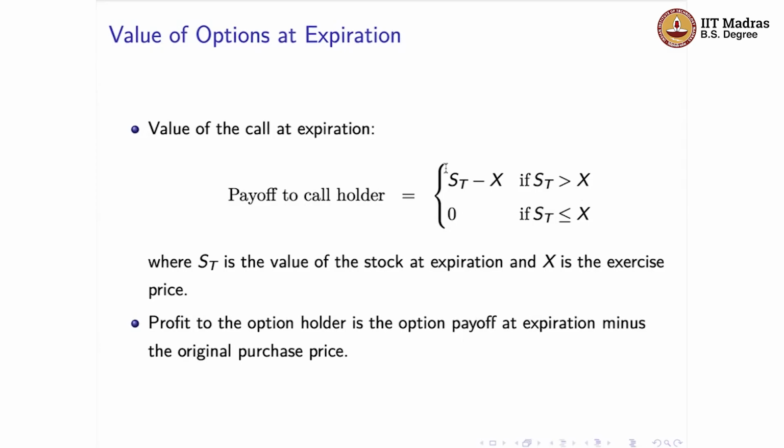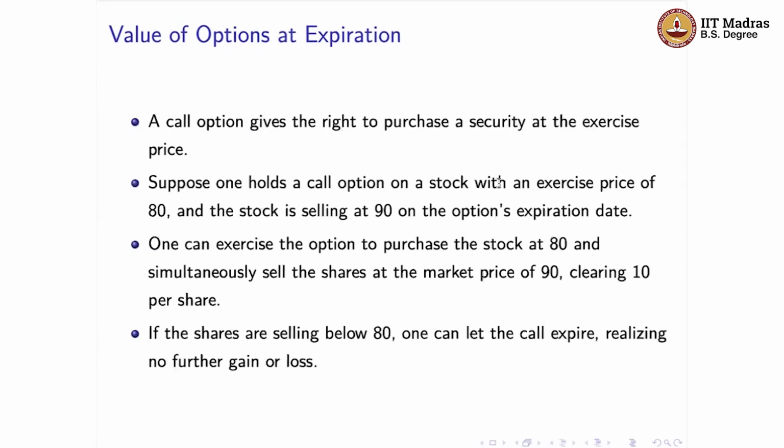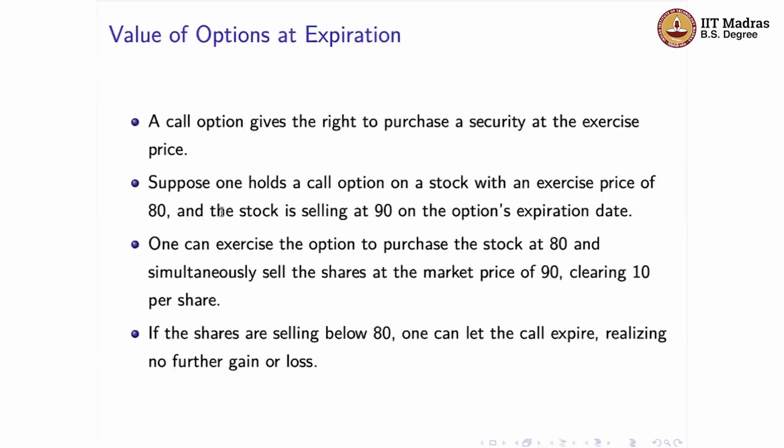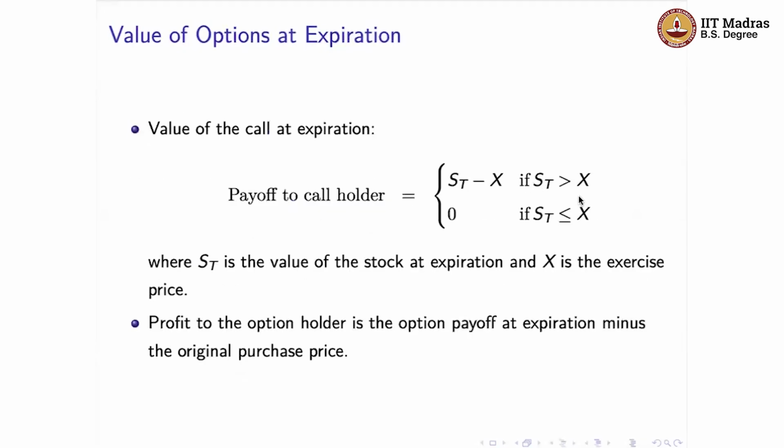Then if the call holder exercises the option at this point, the payoff to that person is going to be ST minus X. Okay. So here this would be 90 minus 80 or the 10 that we mentioned. Okay. However, if ST is less than or equal to X, then at that point it does not make sense to exercise this option. And so therefore the payoff to the call holder is 0. So what this expression does is that rather than just talking about 80 and 90 or let's say 70 and 60 and so on, this gives you a general value of the payoff to the call holder for any values of ST and X that you can think of, right?